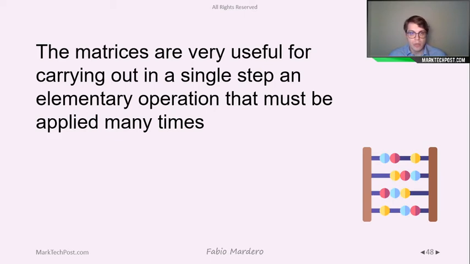But why introduce the matrices? Well, matrices, as you maybe have already understood, are very useful for carrying out, in a single step, an elementary operation that must be applied many times. So, for example, we want to do the addition between two elements, but this addition has to be done with hundreds, thousands of elements. We can write this operation in a simple form with matrices, which have just to bold the symbol. That's it.